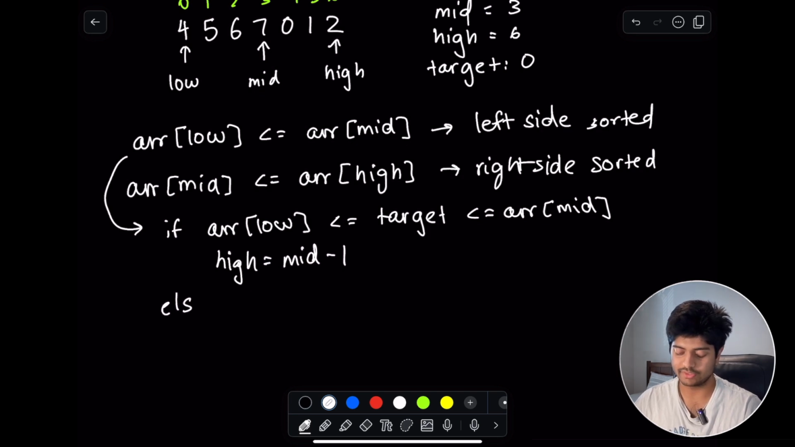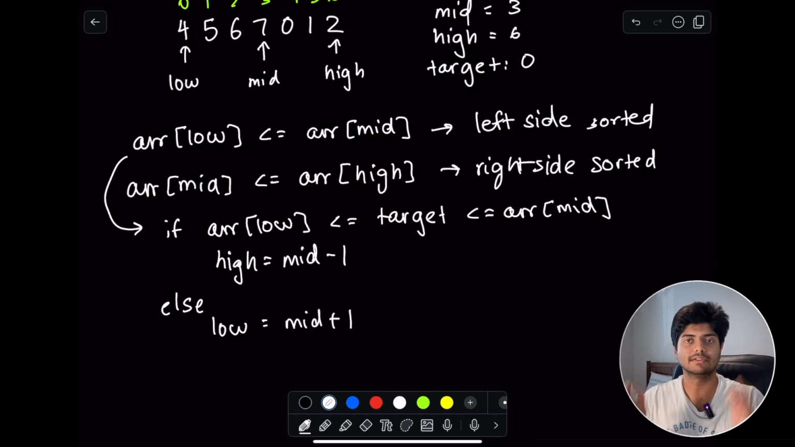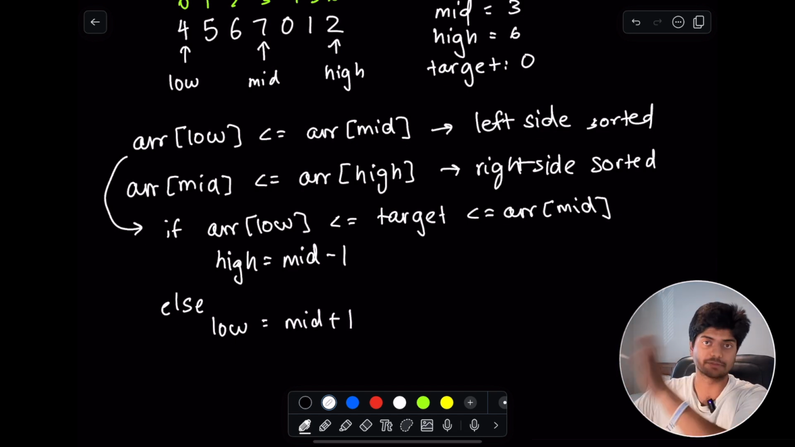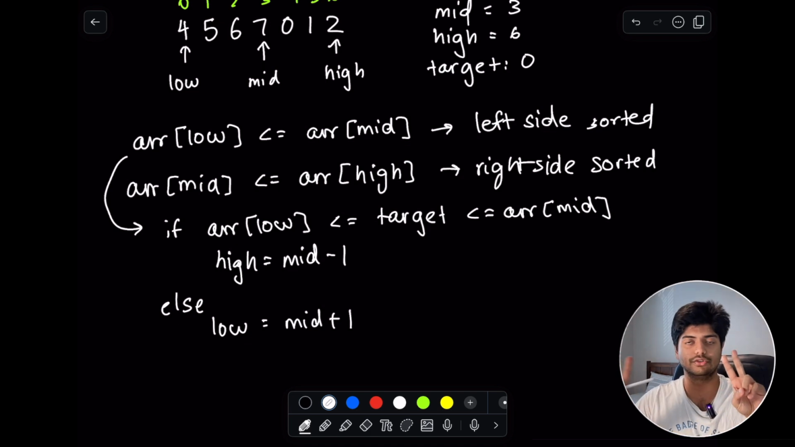Else, what that means is, hey, it's not in this range. So we're going to move the left to mid plus 1. Or in this case, low is going to move to mid plus 1. That's because even though this is sorted, if it's not in our range, then it must be in that other sorted range, right? Because there are always going to be two subarrays that are sorted.